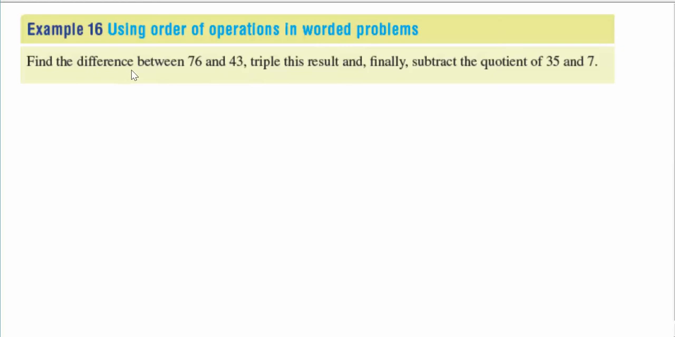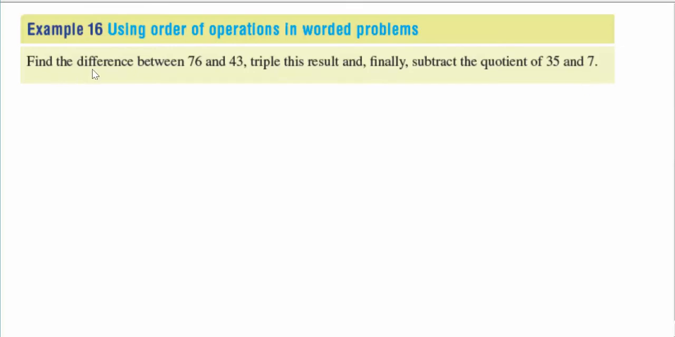So we've got a worded problem here, so we need to write that worded problem. This is another area that a lot of students struggle with. So we need to rewrite the worded problem into numbers. Find the difference between 76 and 43. Triple this result and finally subtract the quotient of 35 and 7.